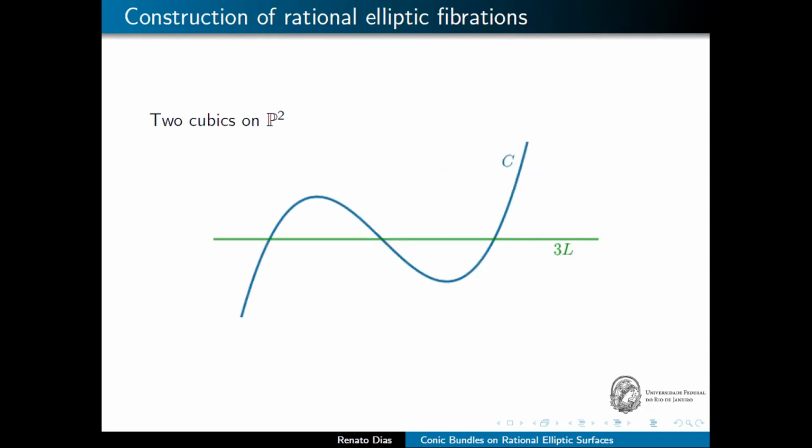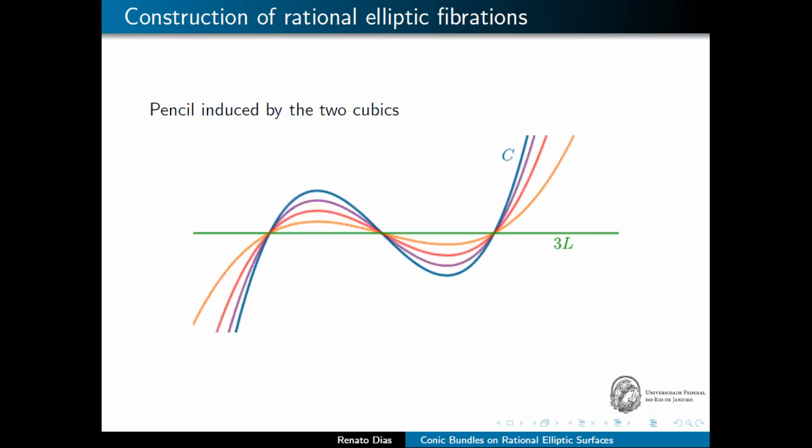So first of all, how do you construct rational elliptic fibrations? This is a standard method. Every elliptic fibration can be constructed this way. You take 2 cubics on P2. In this case, we have C and a triple line, 3L, and we get the linear system defined by them. So we have here 3 points, which are the base points. They have multiplicity because this triple line has multiplicity.